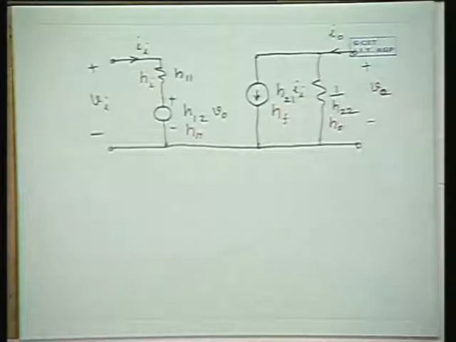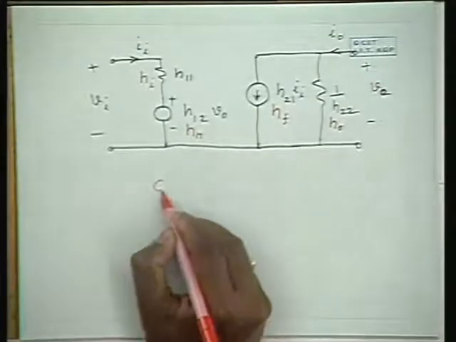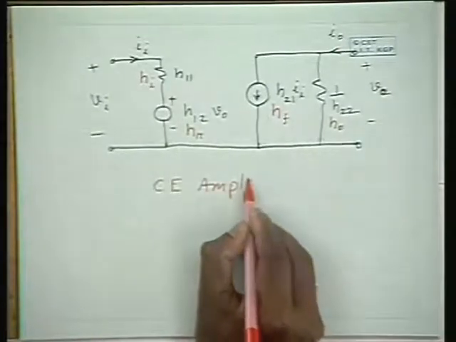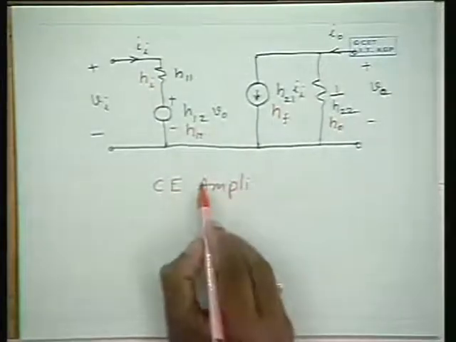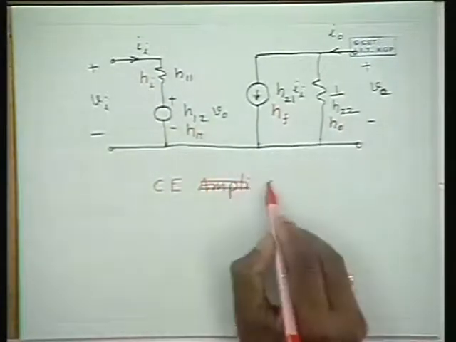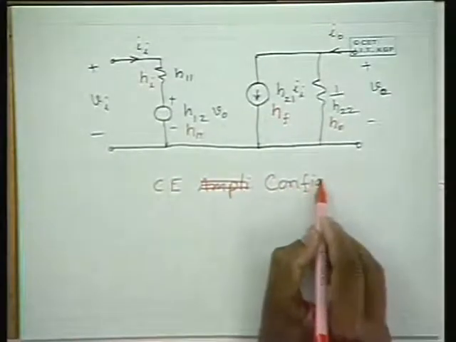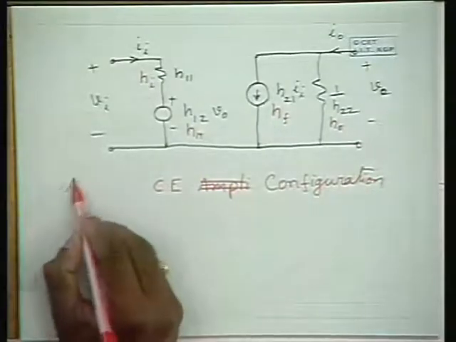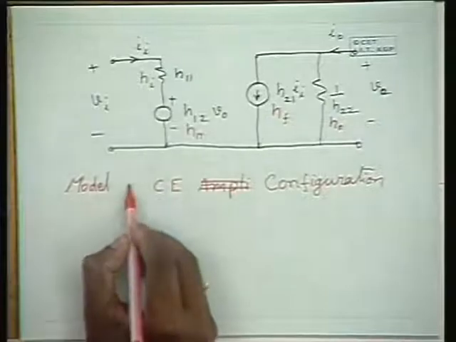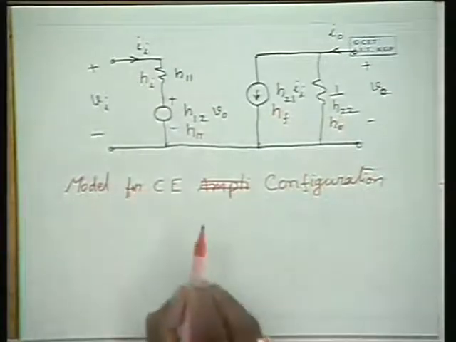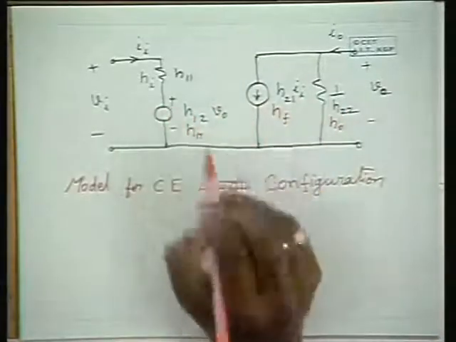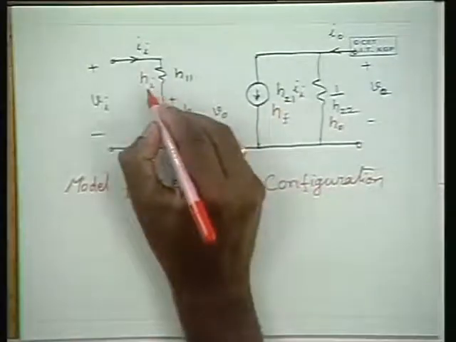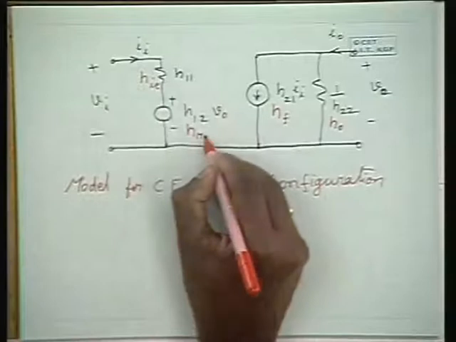Now, in the context of the common emitter amplifier, when you discuss the H parameter model for a transistor, not amplifier, the CE configuration, the H parameter model for CE configuration can also be expressed in that form, and to indicate that it is a common emitter configuration, we use e here.